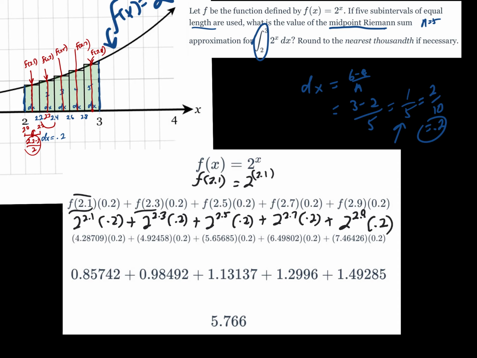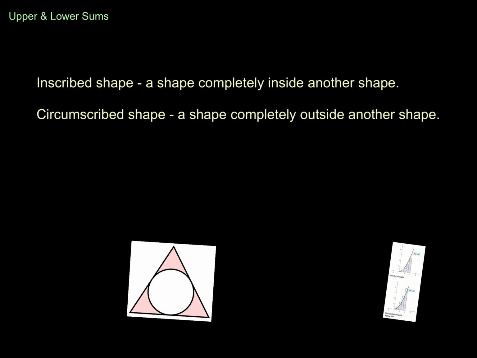And then this is 2 raised to the x value, which is 2.9, times the dx, which is 0.2. When you plug those exponentials into the calculator, you're going to get some decimals. When you multiply those decimals times 0.2, you get these values. And when you add them all up and round those decimals to 3 decimal places, you get yourself 5.766 square units.